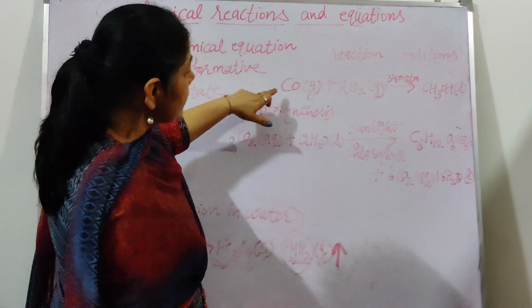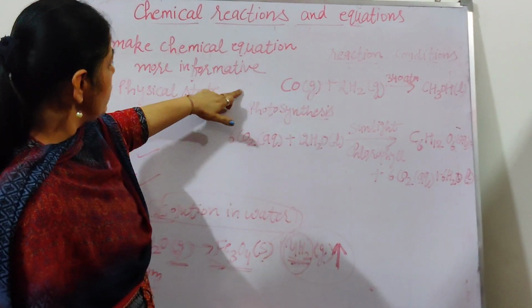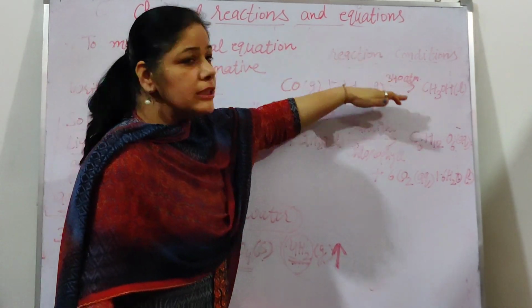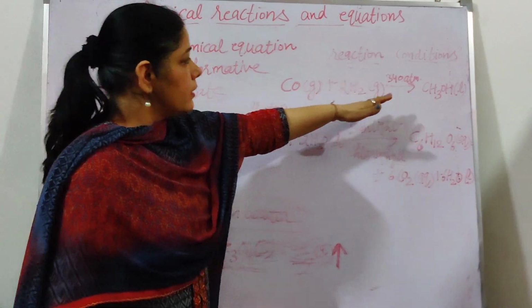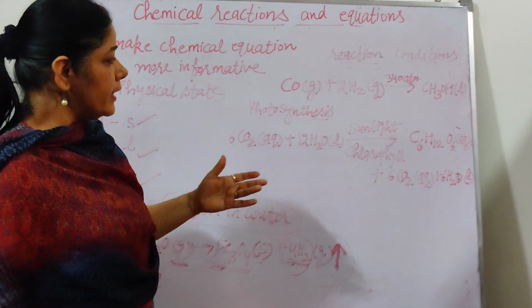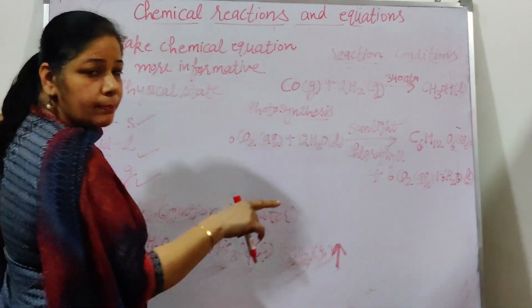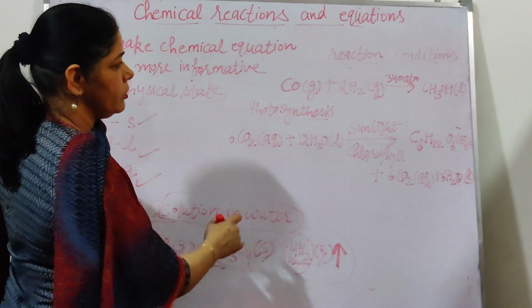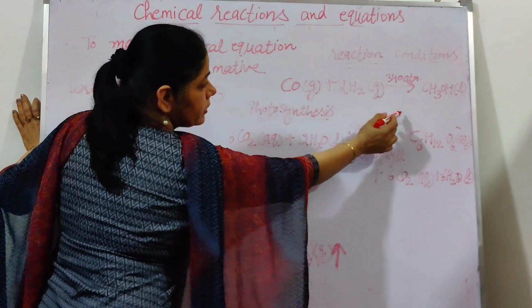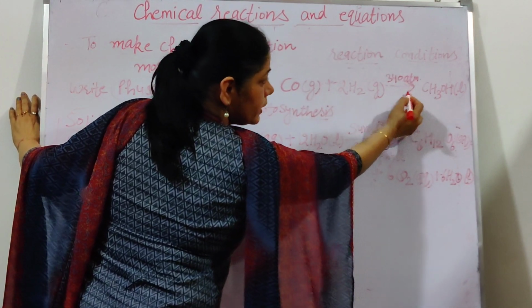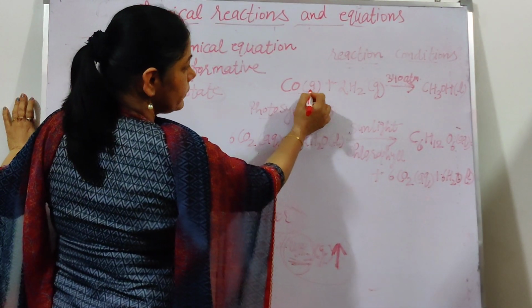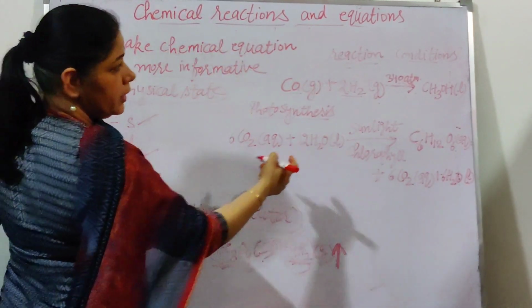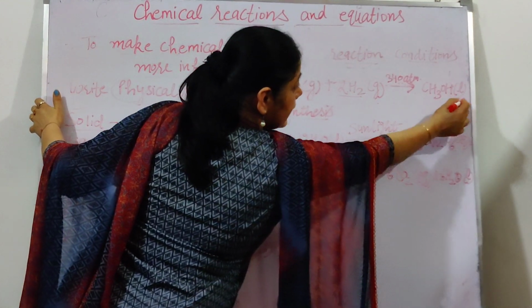One more thing: to make the chemical equation more informative, we sometimes write the reaction conditions here, for example temperature, pressure conditions, and catalyst, that is, a substance that takes part in the chemical reaction but does not get involved itself. We'll write all the reaction conditions above or below this arrow. For example, CO gas and 2H2 gas at 340 atmosphere, this is the pressure condition, change into CH3OH, that is liquid.